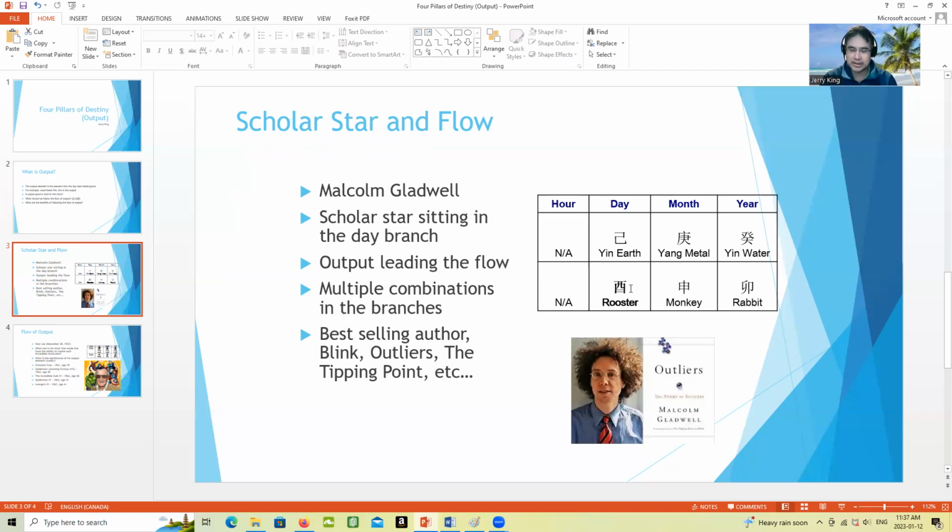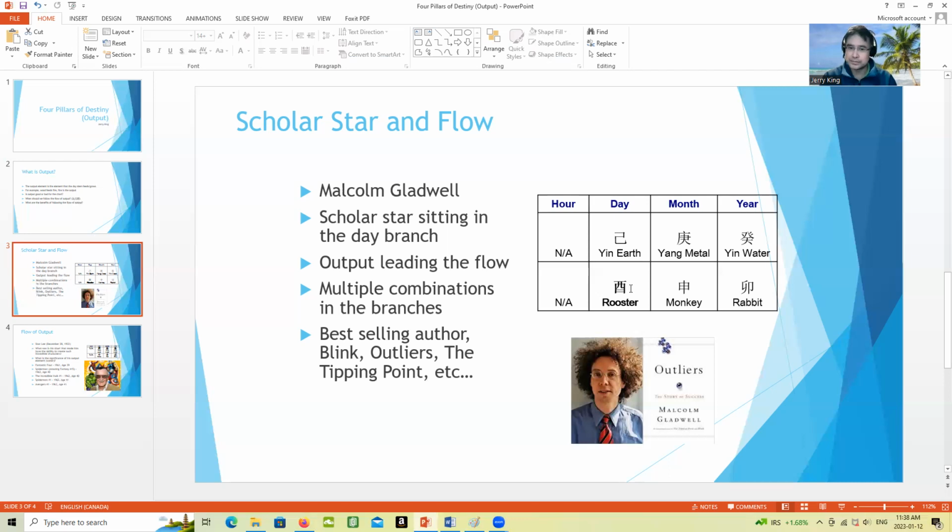And to add to that, if you have wealth elements in your chart, so basically Malcolm Gladwell has water inside his monkey, and he also has water in the year stem. This is a perfect situation where your earth is feeding metal, metal is feeding the water, right? So this we can classify as surrender to output.